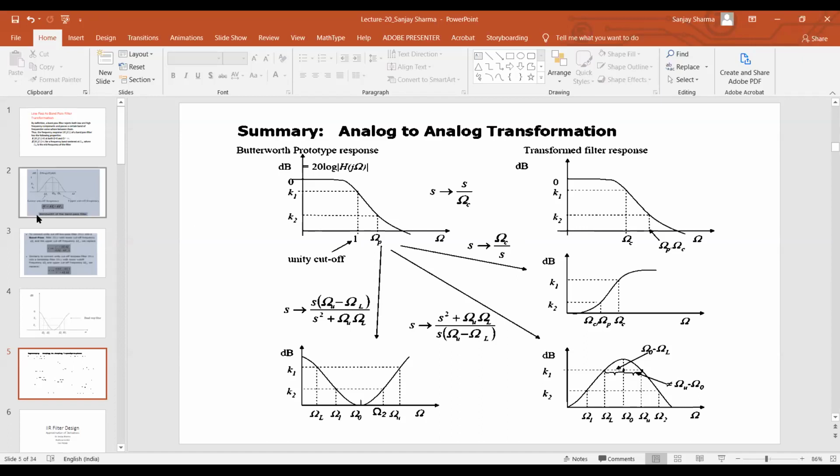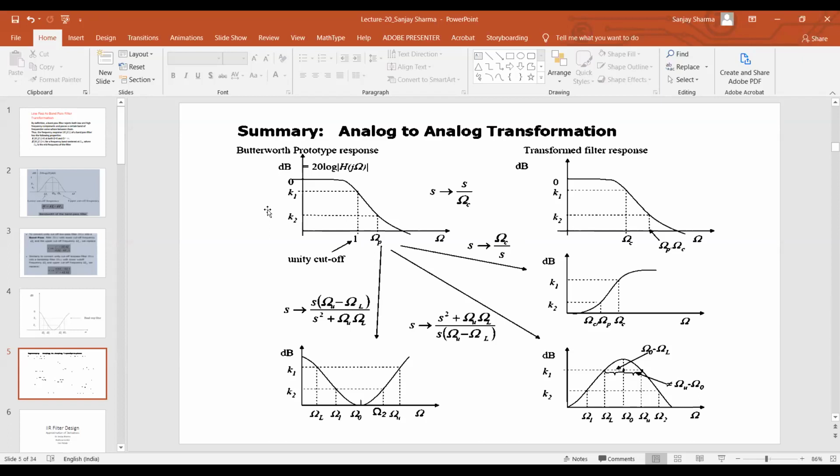Okay. Now, this was the theory for analog filter design. This was the explanation of what a Butterworth filter is, what the equation of a Butterworth filter is, and how to design a Butterworth filter in the analog or the continuous domain.